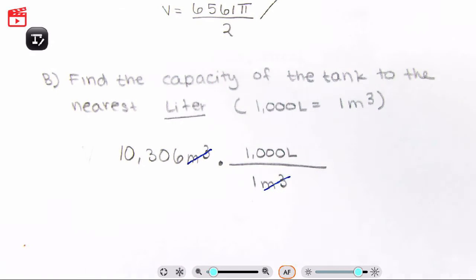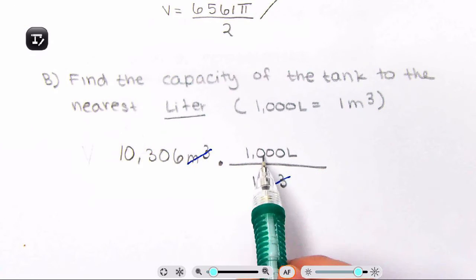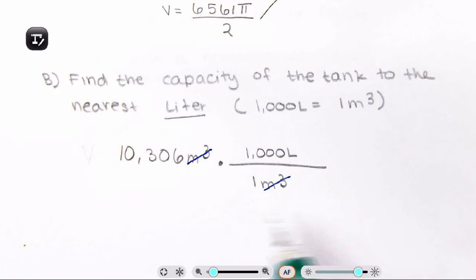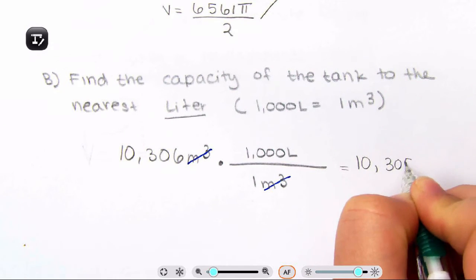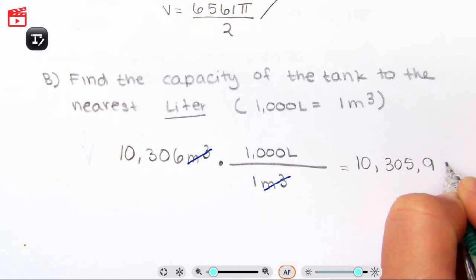And I'm going to multiply this out. So I'm just going to add, what is it? Move the decimal place 3 zeros to the right. If you want to do that on the calculator, go for it. If you don't want to, that is fine. Just move your decimal. So I have 10,305,995.